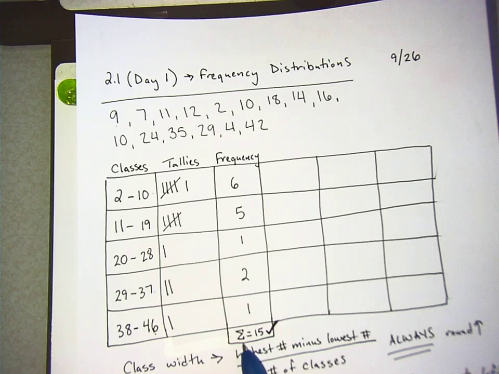What is this Greek letter called? Sigma, which is very, very funny. And it adds up to how many numbers you have. Okay, 15 for this one. Are we all okay so far? Yes.